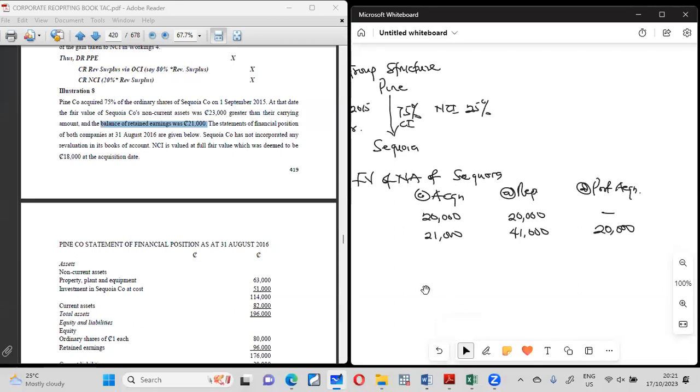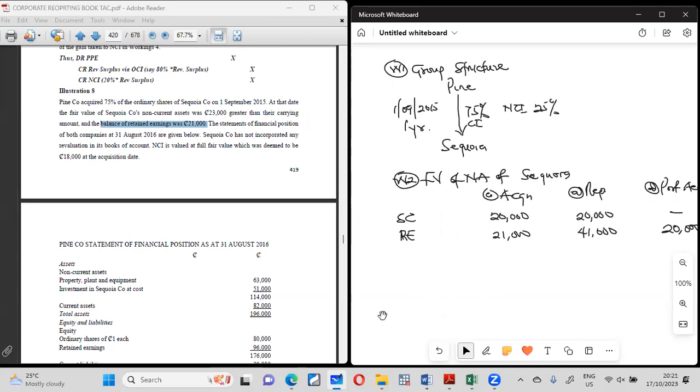Now, if you check the format, we had things like goodwill at acquisition, we write it off and all those things, PAPs and all those things. We've not seen the face of that in this question yet, but there is one of them, which we call the fair value adjustment. If you read this question carefully, you realize that they said that at the date of the acquisition, the fair value of Sequoia's non-current assets was 23,000 greater, which means that this aspect wasn't factored in the determination. So we need to adjust it.